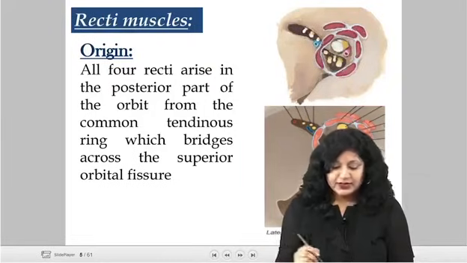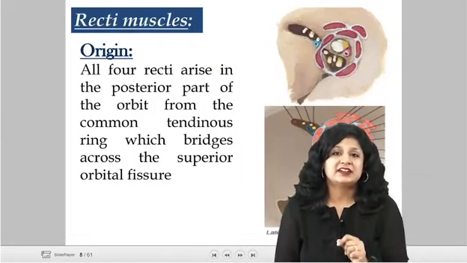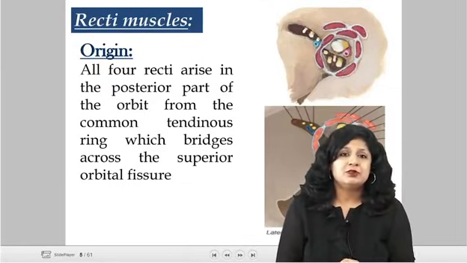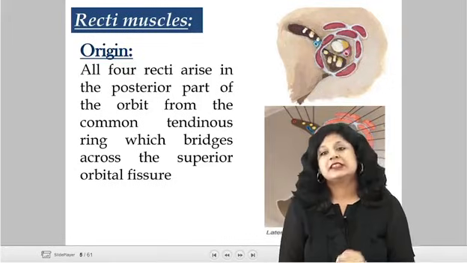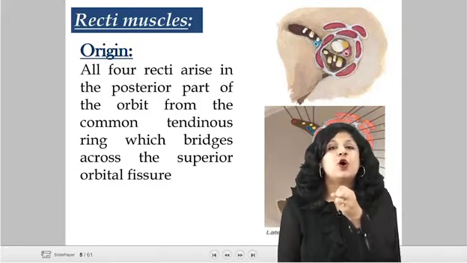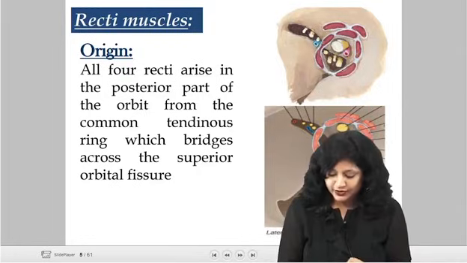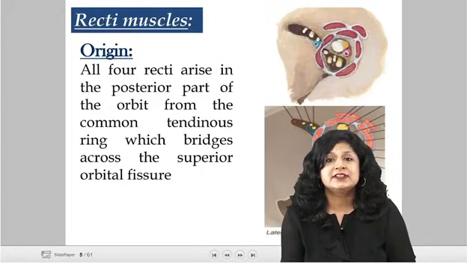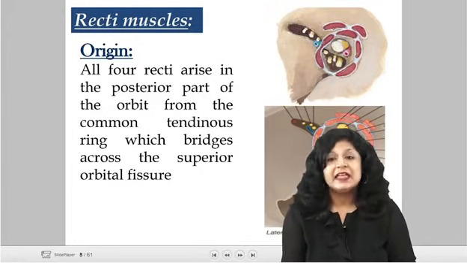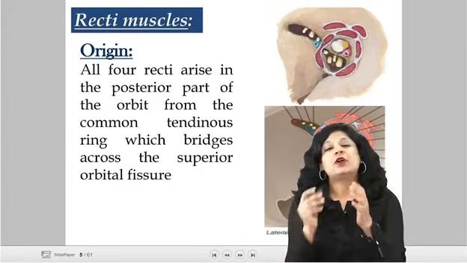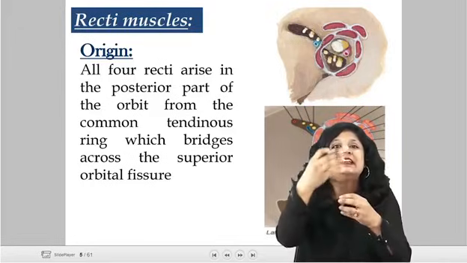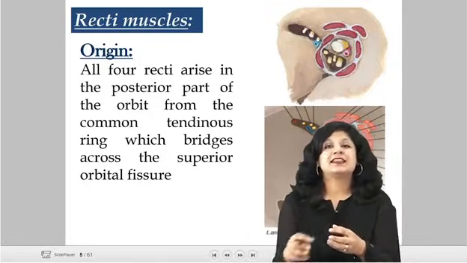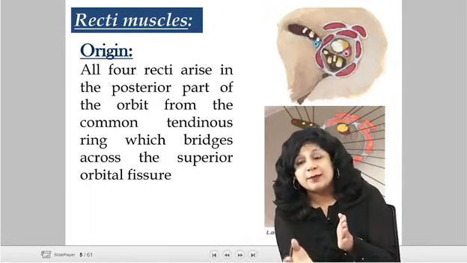Now first let's start with the origin of the muscles. The rectus muscles have a common origin. And what is that common origin? It is the annulus of Zinn. What is the annulus of Zinn? It is a tendinous ring, and this tendinous ring is present at the apex of the orbit.